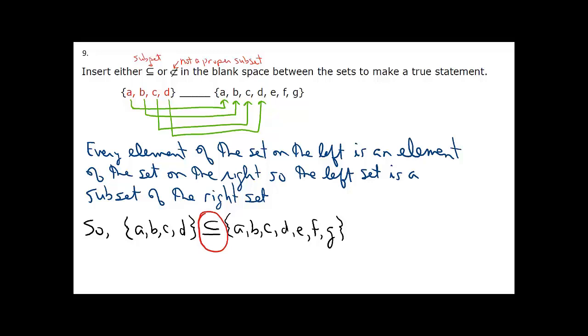So the symbol that you're looking for is the subset symbol. Number 10. Let the universal set be the set containing P, Q, R, S, and T, and then you've got some other sets given. We want to find out if the statement F is a proper subset of D is true or false. So what you have to do is write them out.